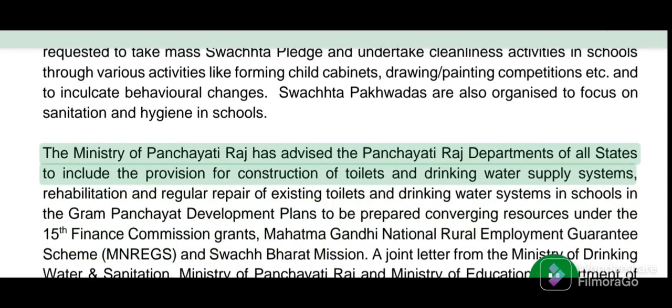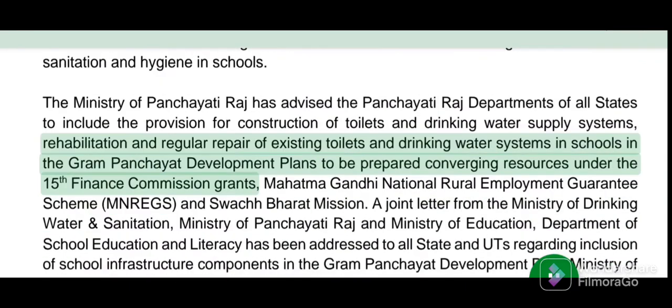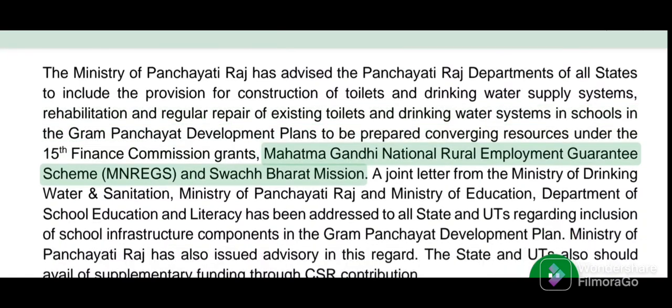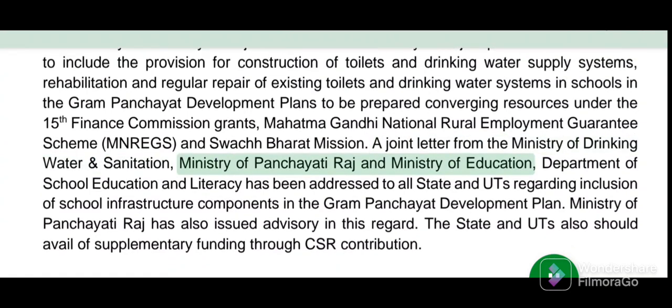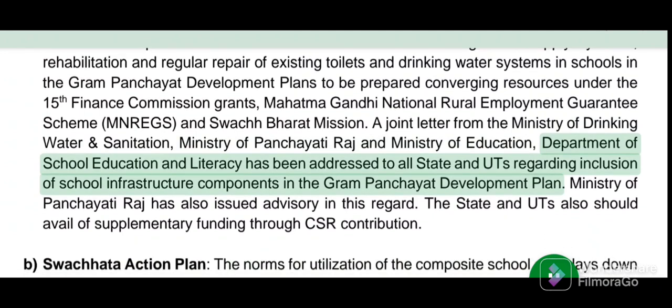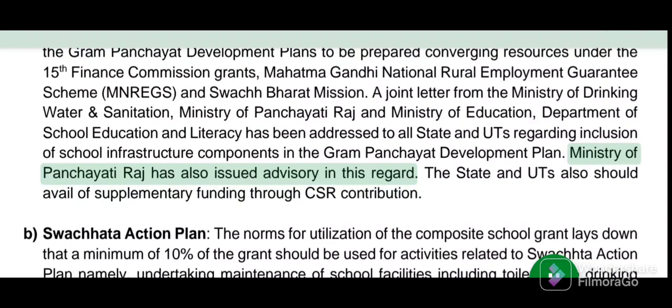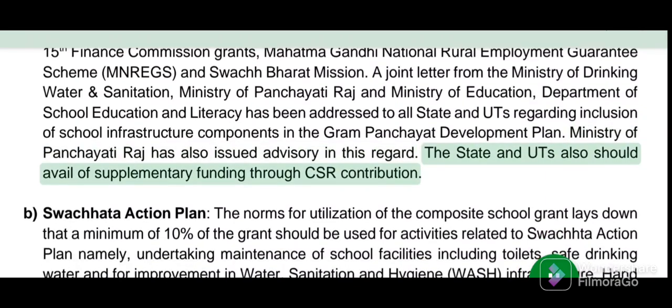The Ministry of Panchayati Raj has advised the Panchayati Raj departments of all states to include the provision for construction of toilets and drinking water supply systems, rehabilitation and regular repair of existing toilets and drinking water systems in schools in the Gram Panchayat development plans to be prepared, converging resources under the 15th Finance Commission grants, Mahatma Gandhi National Rural Employment Guarantee Scheme (MNREGS) and Swachh Bharat Mission. A joint letter from the Ministry of Drinking Water and Sanitation, Ministry of Panchayati Raj and Ministry of Education, Department of School Education and Literacy has been addressed to all state and UTs regarding inclusion of school infrastructure components in the Gram Panchayat Development Plan. Ministry of Panchayati Raj has also issued advisory in this regard. The state and UTs also should avail of supplementary funding through CSR contribution.